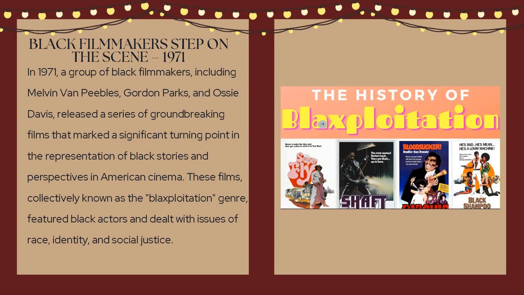So the black filmmakers step onto the scene in 1971. In 1971, a group of black filmmakers including Melvin Van Peebles, Gordon Parks, and Ossie Davis released a series of groundbreaking films that marked a significant turning point in the representation of black stories and perspectives in American cinema. These films, collectively known as the blaxploitation genre, feature black actors and deal with issues of race, identity, and social justice. So the history of blaxploitation is movies with all black people, like Shaft.